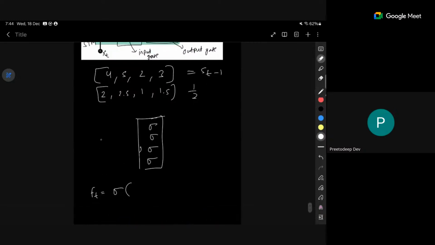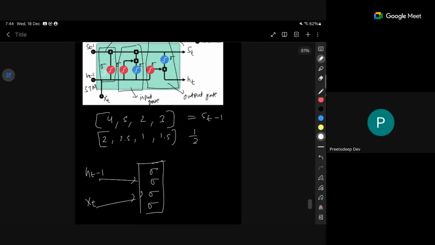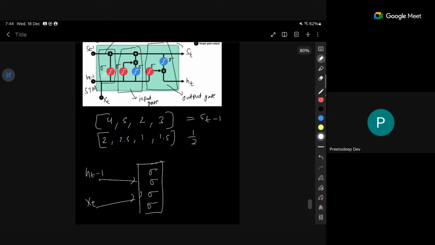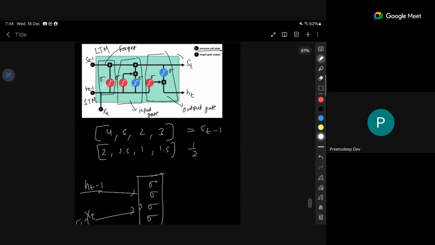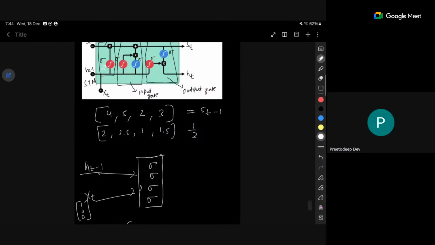That was a mistake. Only ht minus 1 and xt. These two will go. Okay, this is short term memory, and this is my input at the current time step. This is going to be, maybe you can have one hot encoder or any kind of embeddings. This you will get by, for now, at time 0 you will initialize something, but later on you will get it using this calculation, right?